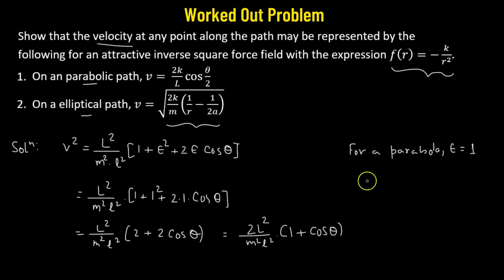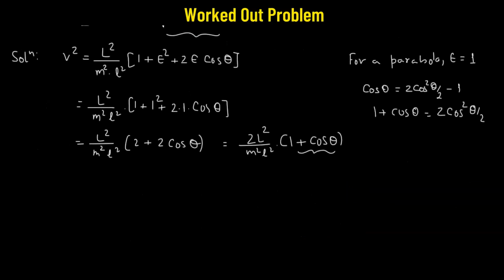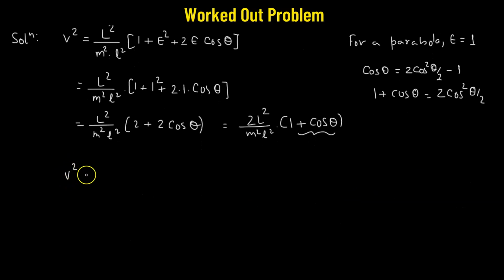Now we are going to use the half angle formula: cosθ equals 2 cos²(θ/2) minus 1. So that means 1 plus cosθ will be equal to 2 times cos²(θ/2). So we'll substitute that in place of 1 plus cosθ. So our expression for velocity will now become v² equals 2 times L² divided by m² times L², times 2 cos²(θ/2).